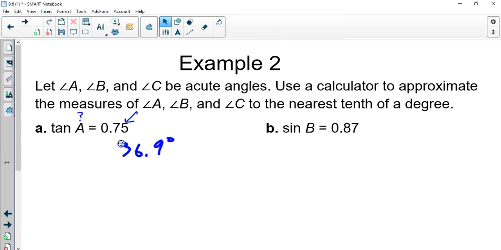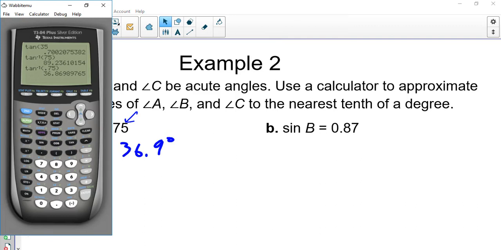Okay, now let's check that real quick. The nice thing about this is we can check. Hit tangent of 36.9, 0.75. So you can actually go back and check your work.